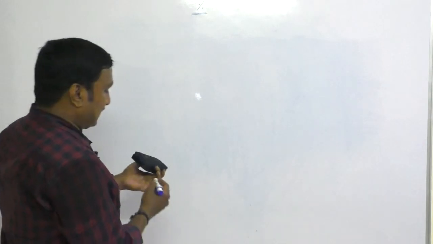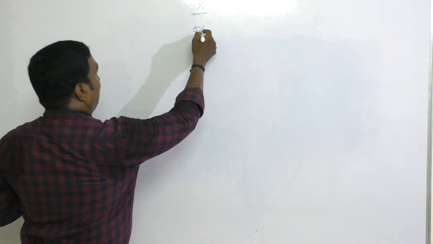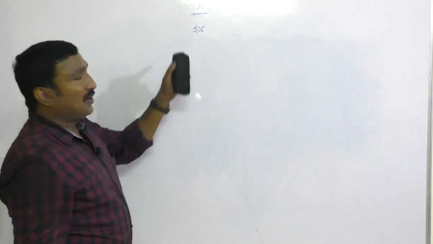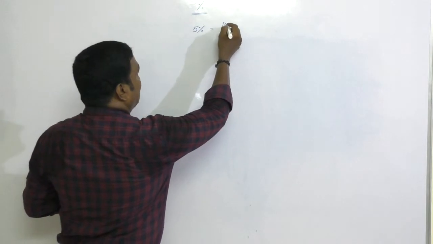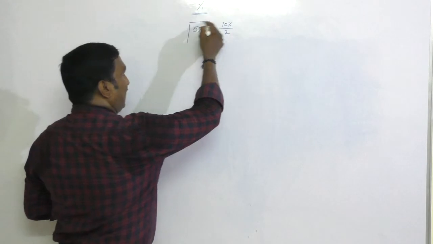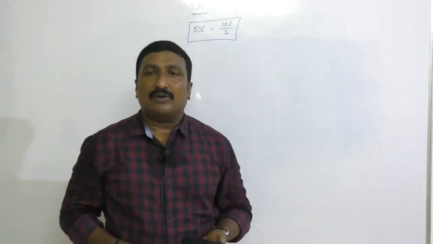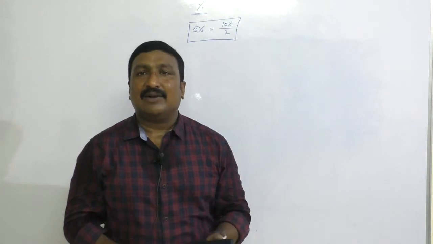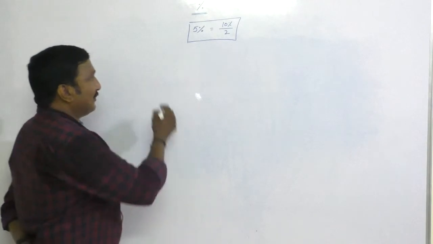Okay friends, the next concept is 5%. So how to calculate the 5%? Always remember that 5% is nothing but 10% by 2. That means if you want to calculate 5%, first we have to calculate 10%, then divide by 2. Okay now friends, I will start with some examples.